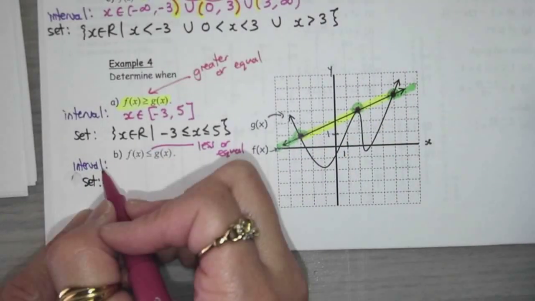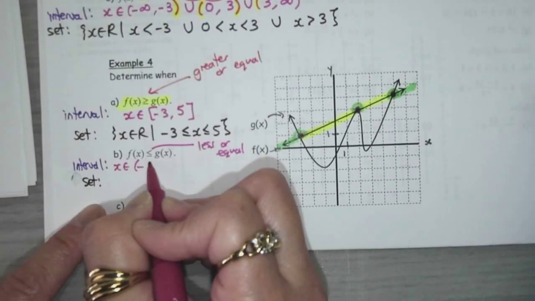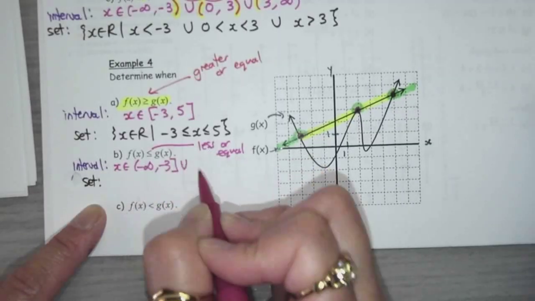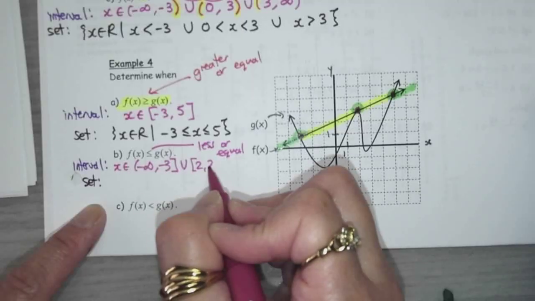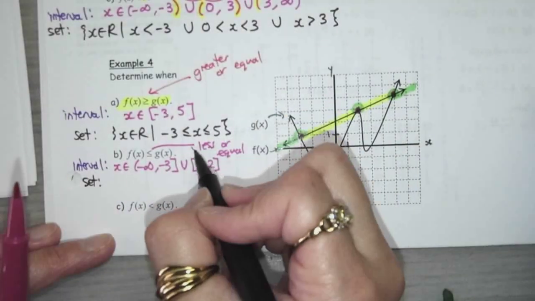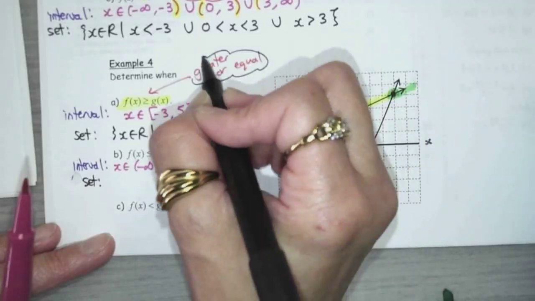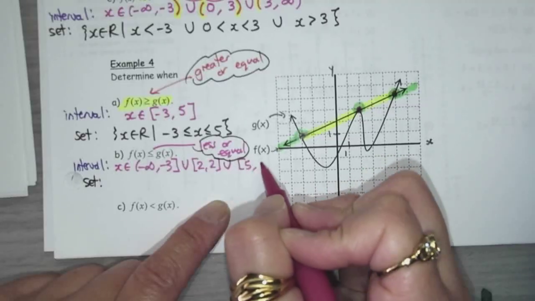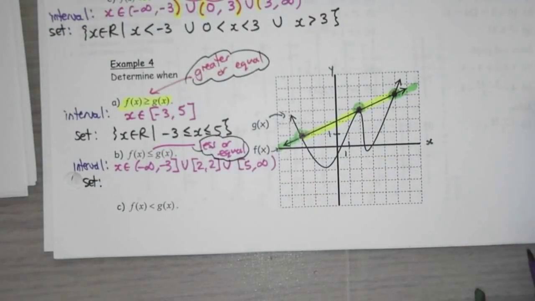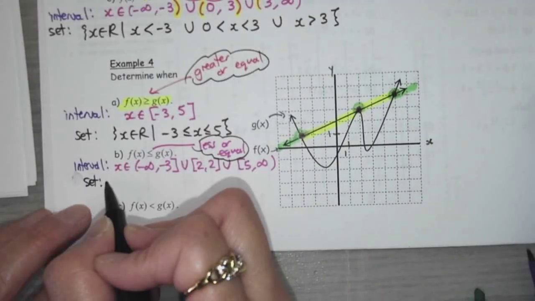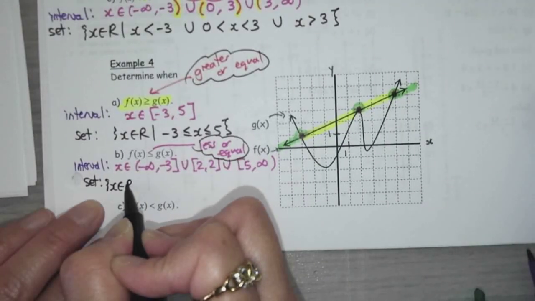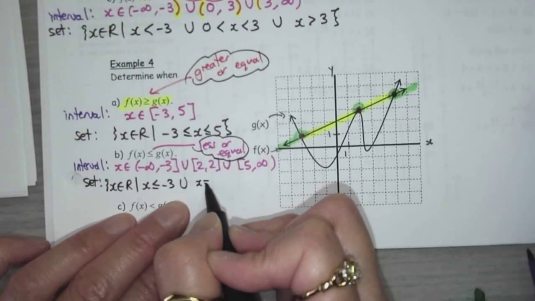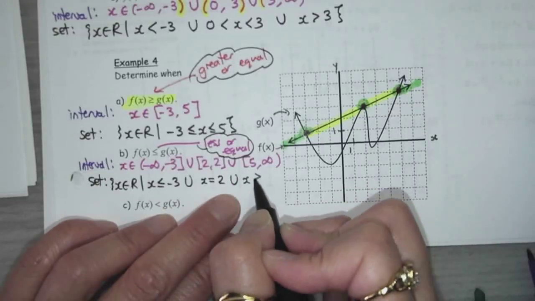So now the notation. x is an element of negative infinity to negative 3 with a square bracket, or at the 2, so 2 to 2, or from 5 on, square bracket on the 5 to infinity. And for the set, it's the same thing. I think we're getting used to this. It'll be x is less than or equal to negative 3, or x equals 2, or x is greater than or equal to 5.